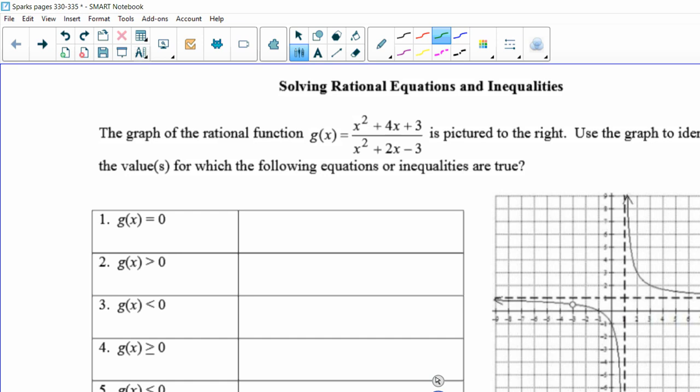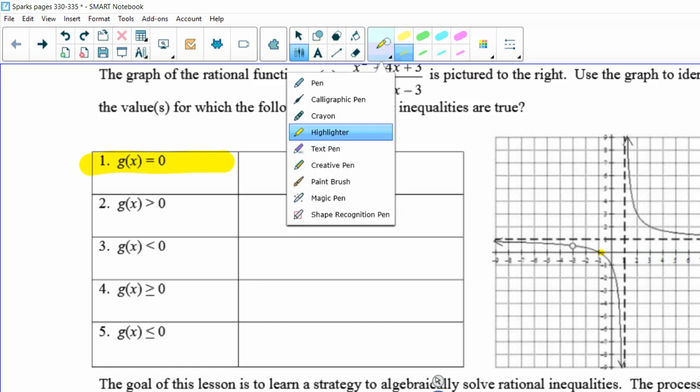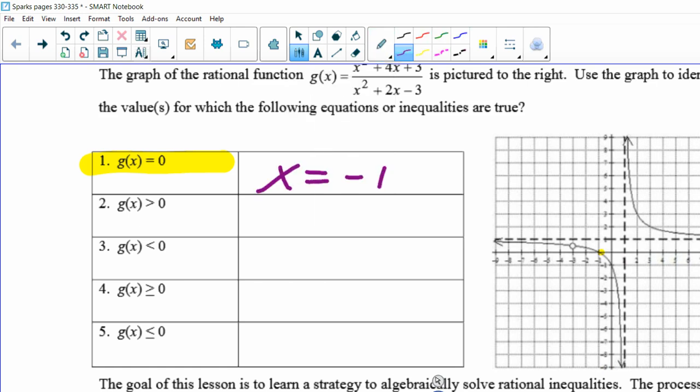Okay, use the graph to identify the values for which the following equations or inequalities are true. I don't know why there's a question, because that's not a question, that's a statement. But okay. All right. Where is that function equal to 0? At x equal negative 1. Right there. It only crosses the x-axis one time.